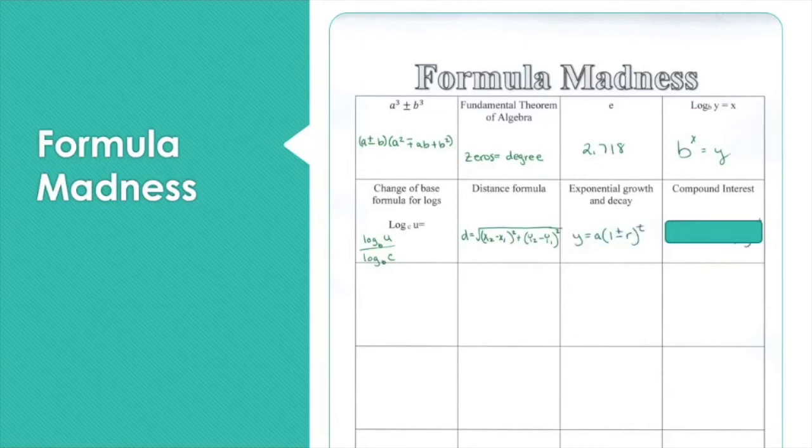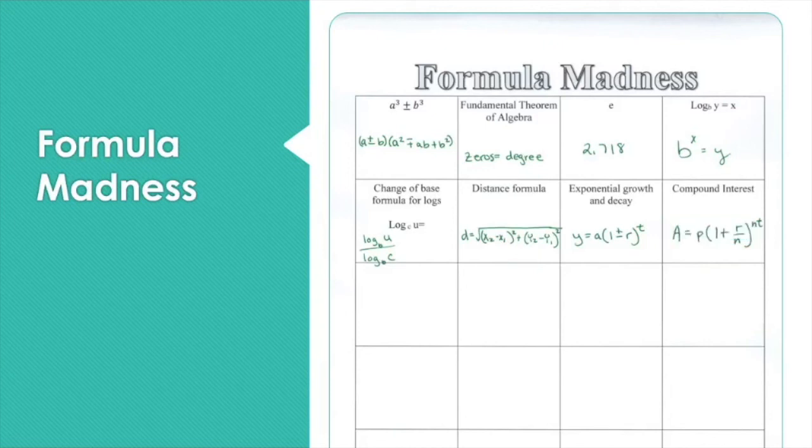Exponential growth and decay. Depending on which one we're using, growth or decay, we use the plus or the minus. We have y equals a, open parentheses, 1 plus or minus r, to the t. Just for your information, the exponential growth has a positive and decay has a negative.